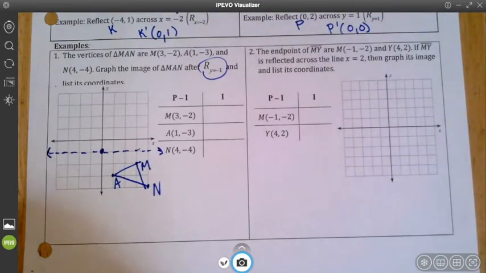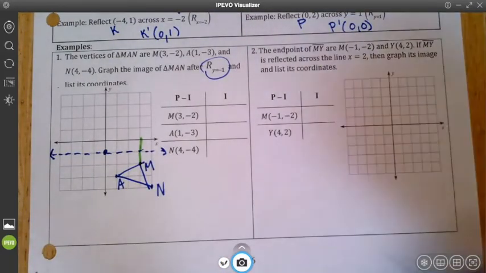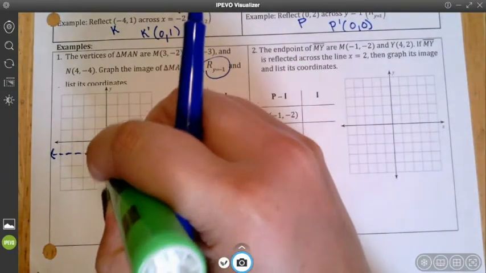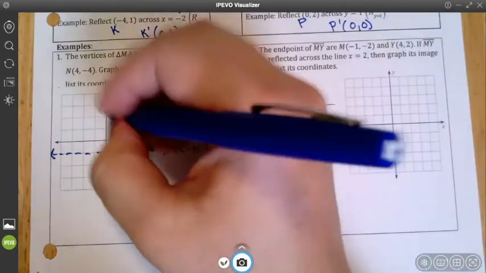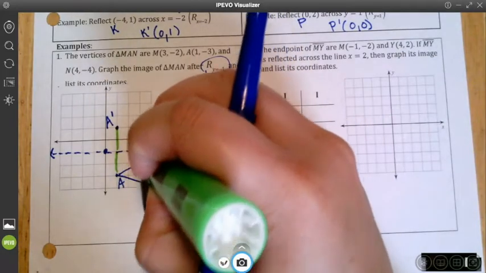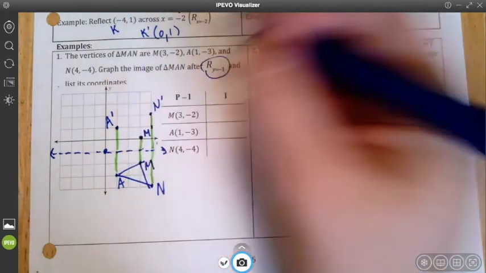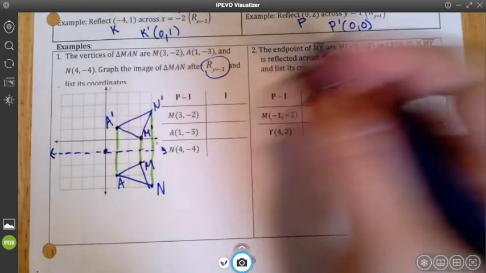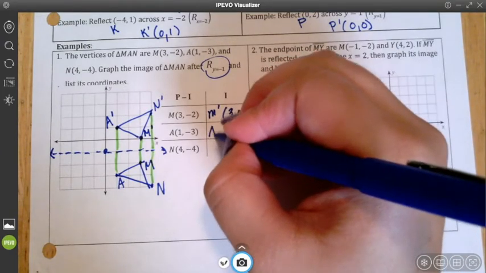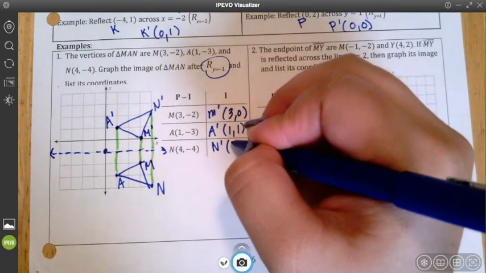And then I'll move my points. M is 1 unit away, so there will be M prime. A is 2 units, 2 units, so there will be A prime. And N is 3 units, 3 units, and there will be N prime. So M prime is at (3, 0). A prime is at (1, 1). N prime is at (4, 2).